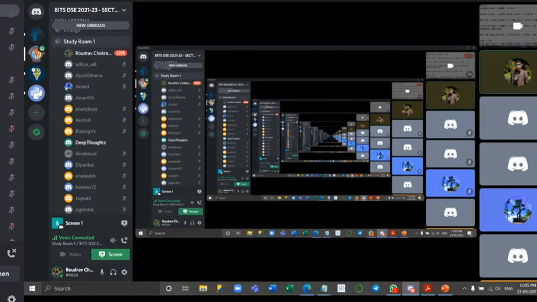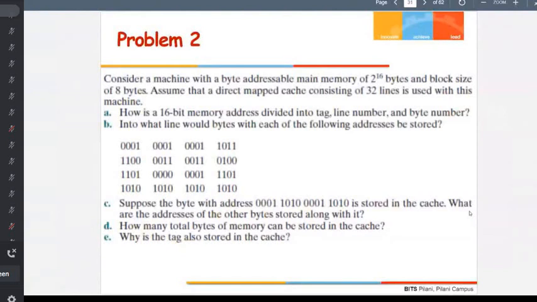So if required, I'll just give a heads up before I disconnect, and I think someone else can take over. I think Ananya wanted to take up the data mining class. He can take it up. So till the time I'll carry on. So moving to problem number 2.